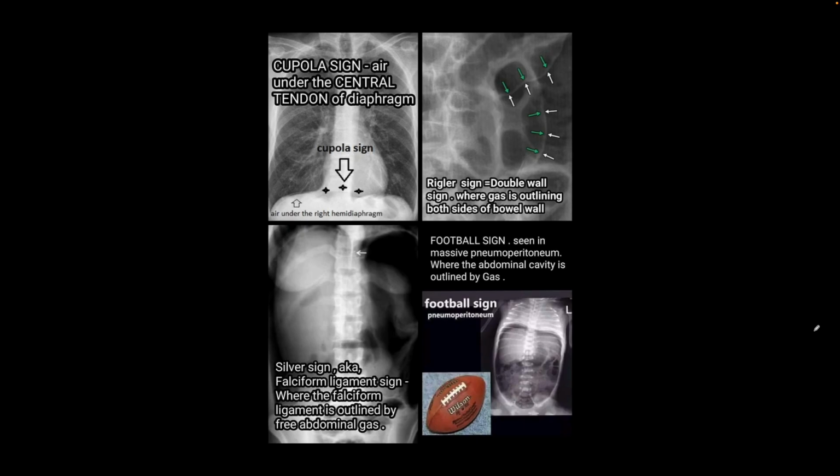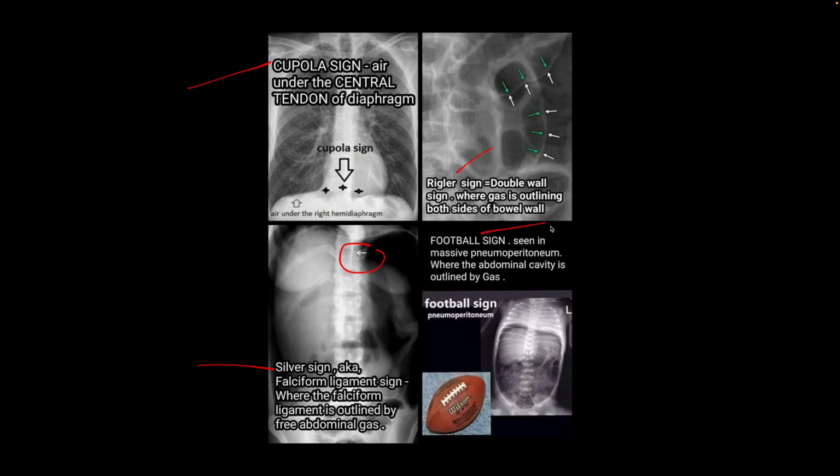This slide is showing different graphics of different signs that are associated with pneumoperitoneum. So starting with the cupola sign, which is air under the diaphragm, under the central tendon of the diaphragm. Then the Rigler sign, which is the double wall sign where gas is outlining both sides of the bowel. The silver sign, also called the falciform ligament sign, where the falciform ligament is outlined by the free abdominal gas, as highlighted by this arrow here.